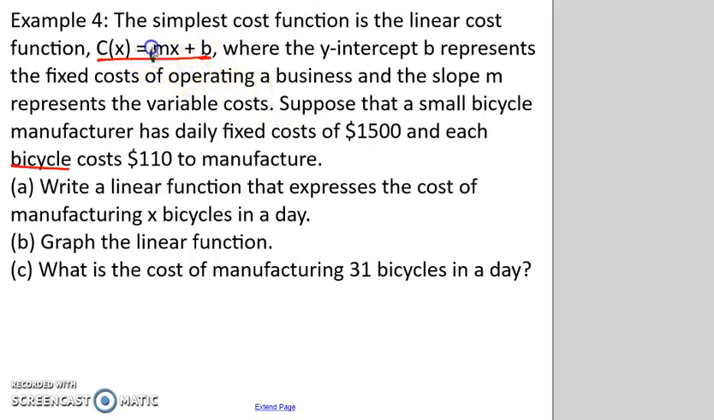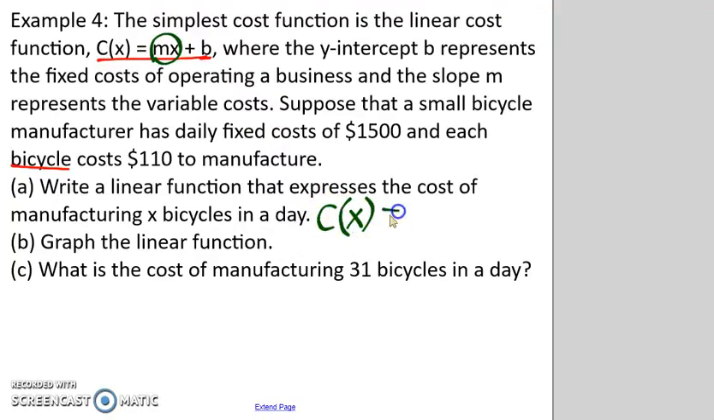Now, this part is the variable cost, okay? Because as the number of bicycles, X, goes up, they're going to spend more money on the variable cost. Okay, so it says write a linear function that expresses the cost of manufacturing X bicycles in a day. We're just going to use this function right here that they described for us, and we're going to plug in the numbers they give us.